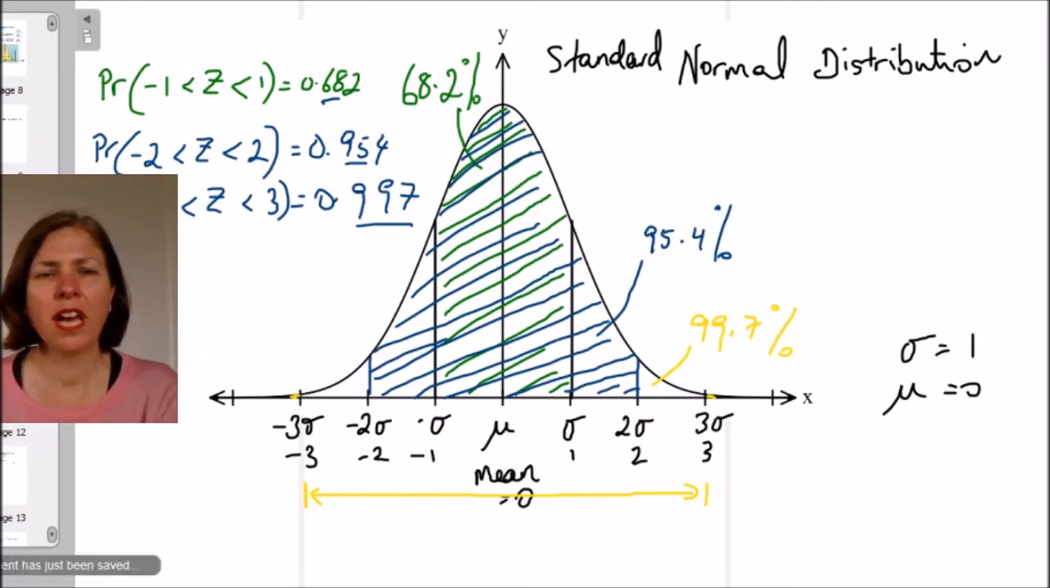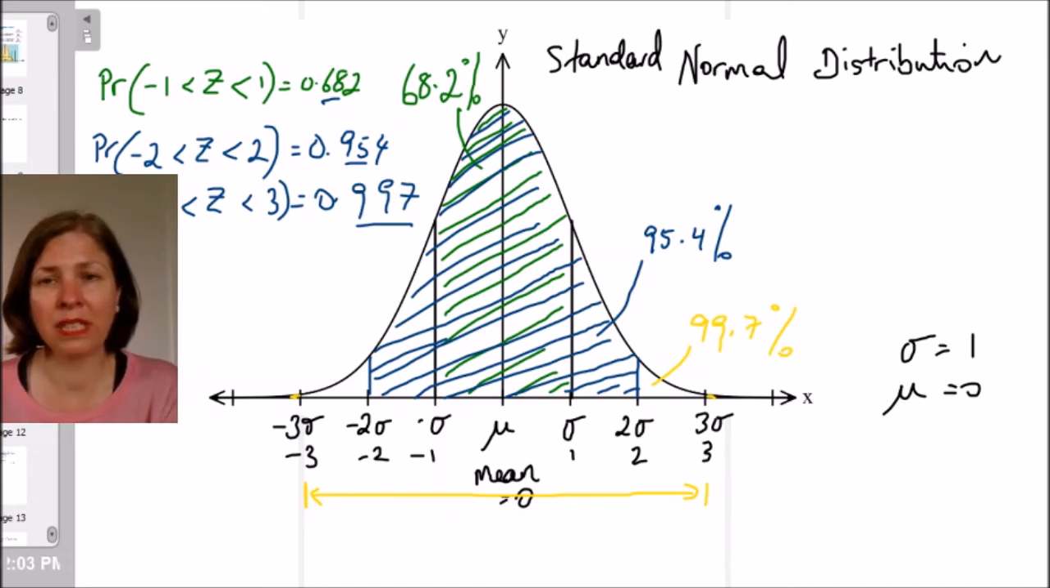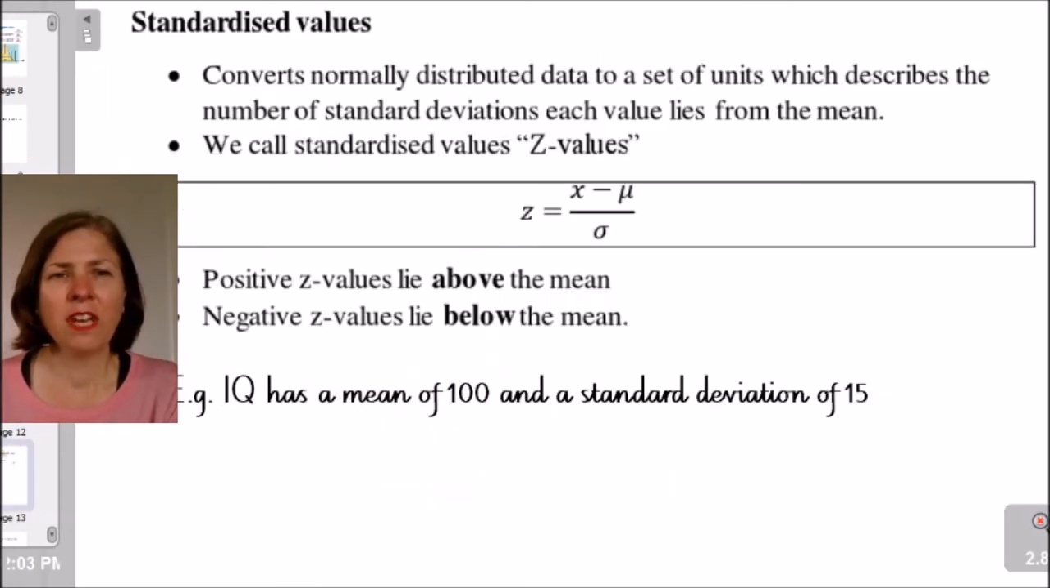So what I'm going to do now is talk a little bit about standardizing, which is where I move my values from the normal curve onto the standard normal curve. And one of the reasons I might do that is I want to work out how close I am to these standard probabilities that I know. So let's just have a look at that. All right. So if I have my standardized values, then it converts my normally distributed data to a set of units which describes the number of standard deviations each value lies from the mean.